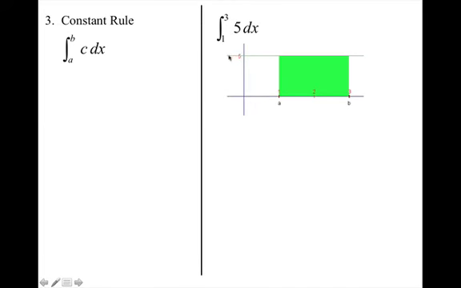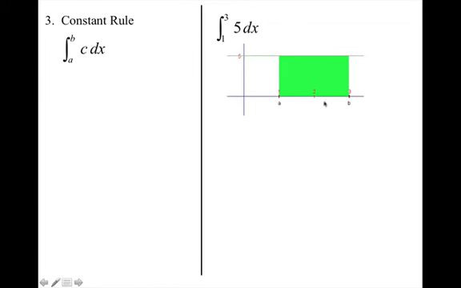The third one is the constant rule. The constant rule says if you're taking the integral from a to b of some constant dx. So we're going to first look at the example. If we look from 1 to 3 of 5 dx, graphically that means you have a horizontal line at 5. And we're going from 1 to 3.